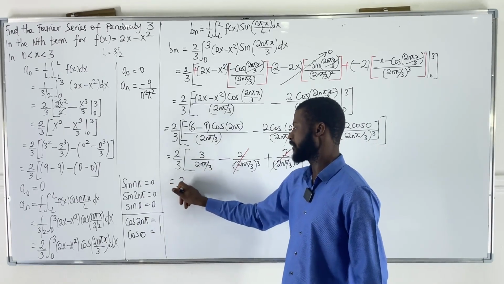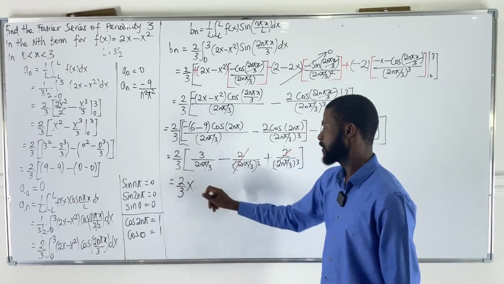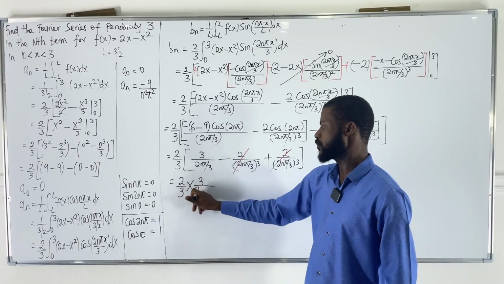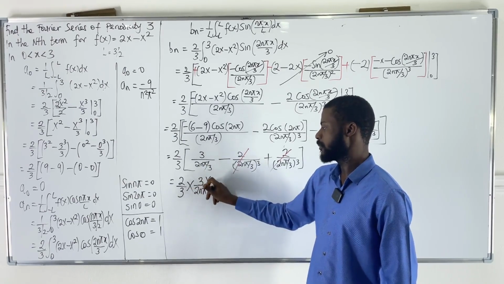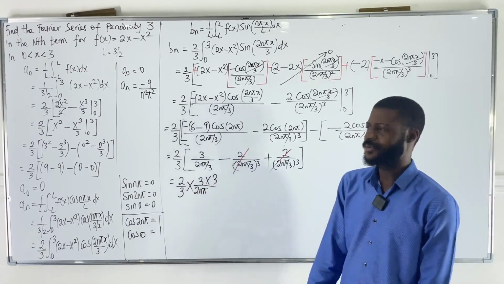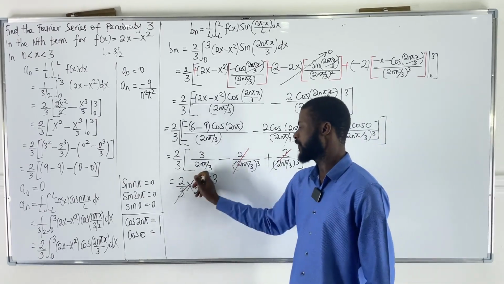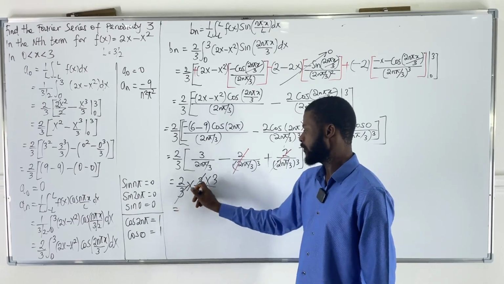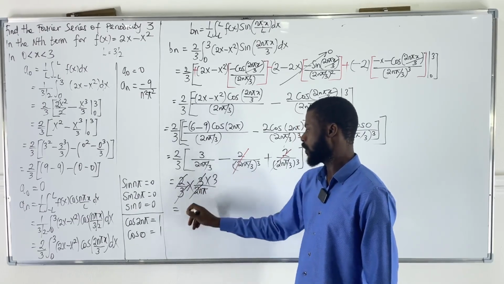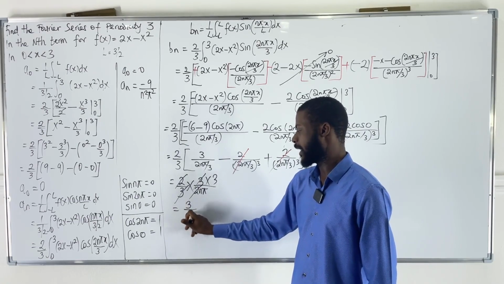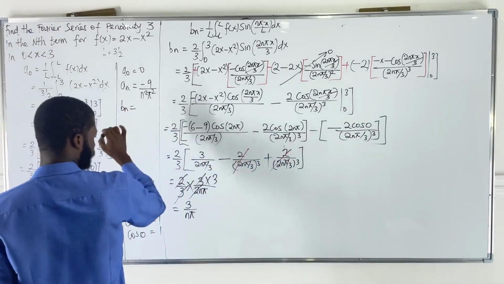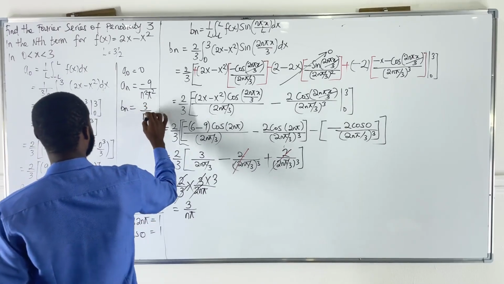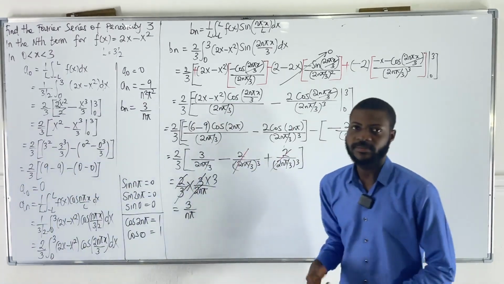So this will be 2 over 3 times 3 over 2n pi. Now this over 3 can come to the top. So it's just going to go there. Now 3 we cancel that 3. Then 2 we cancel that 2. So what will be left is 3 over n pi. So this is b sub n. 3 over n pi. So that's b sub n.